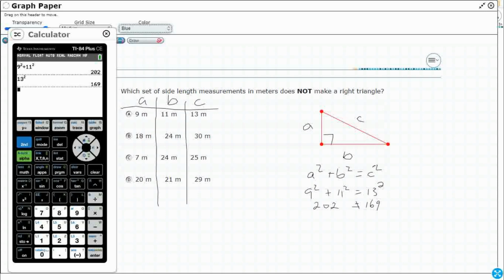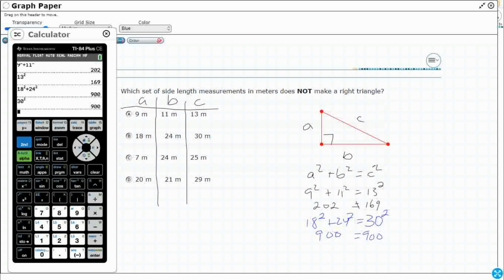So we're going to do 18 squared plus 24 squared equals 30 squared. Let's see how that works. So 18 squared plus 24 squared, 900. Oh yeah, that's going to work, because 3 times 3 is 9, and then you've got two zeros in there. So 30 squared is 900. All right, so that works. So it's not that one.